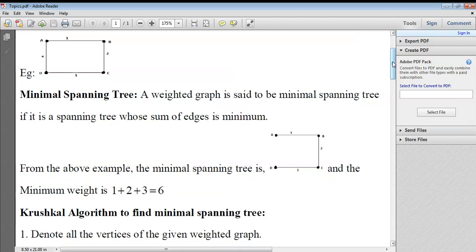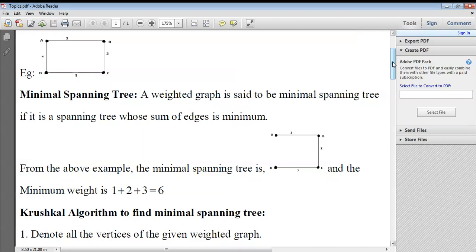Then we know the meaning of weight of an edge. Let us recall the meaning of spanning tree. A subgraph is said to be a spanning tree if it contains all the vertices of the main graph and it is itself a tree. Now let us see the definition of a tree.